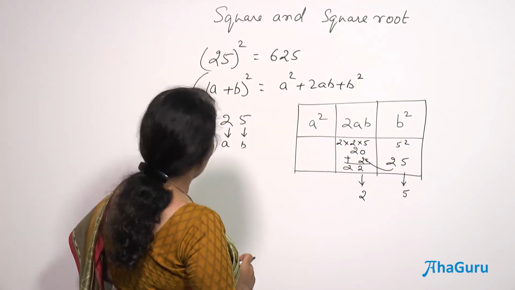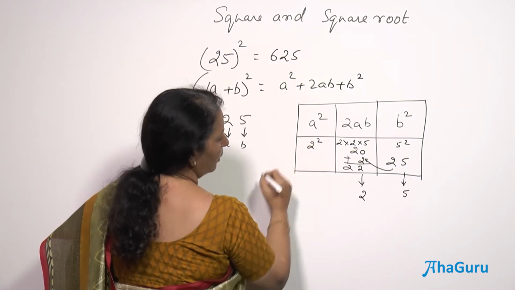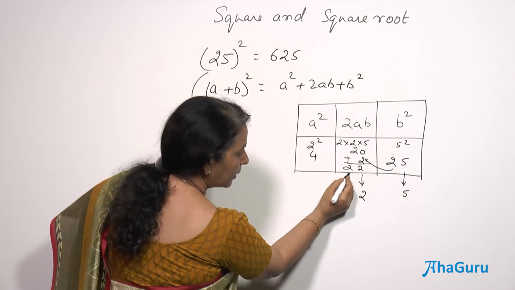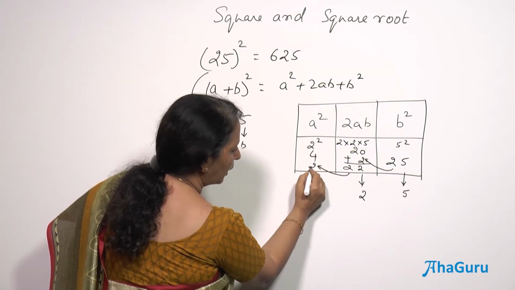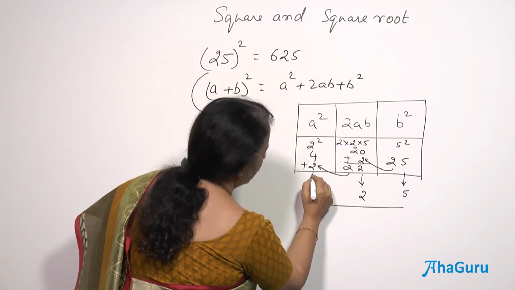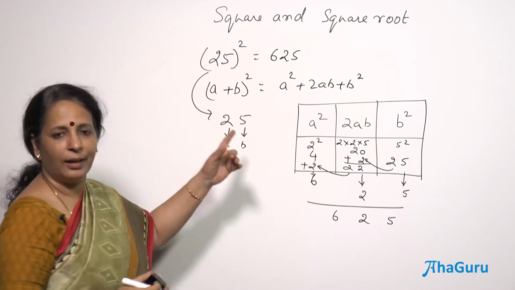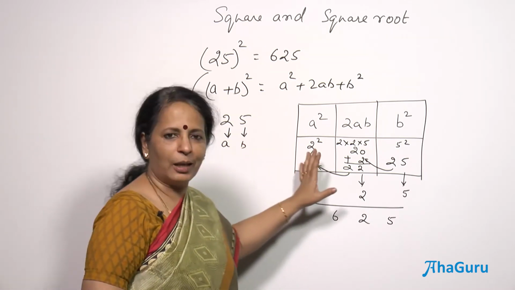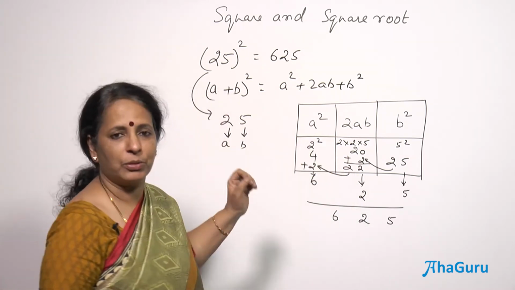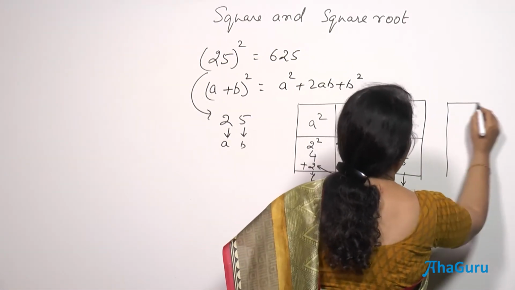Now what is a square? A has been taken as 2. So 2 square, which is 4, and then this 2 which was lying here, we bring it here, add it, we get 6. So the number is 625, which is what the answer is. So it's just a nice game to play with. Another 2-digit number perhaps we can try, if we know the answer already. That way we can check it.